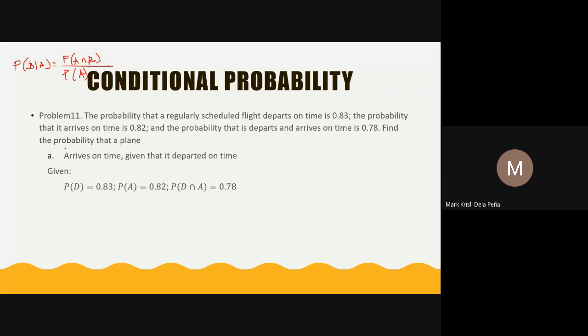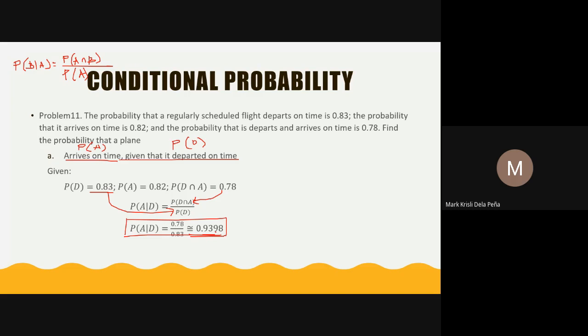For this case, it arrives on time given that it departed on time. So our condition here is D, and we have to find the probability of A. Replacing all of this, our equation becomes the probability of A given D, which is the probability of the intersection of D and A divided by the probability of D. Then we substitute the values on the right side: 0.78 divided by 0.83, which is approximately 0.9398. So this will be our final answer. We can conclude that the probability that the plane arrives on time given that it departed on time is 0.9398.